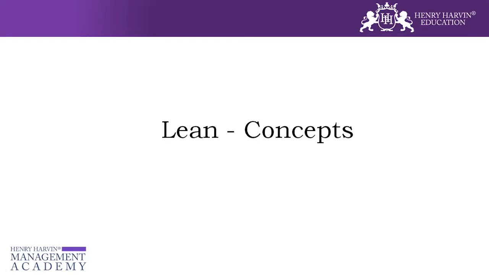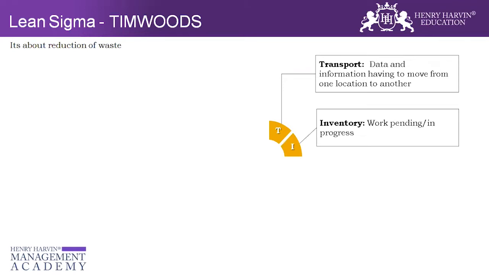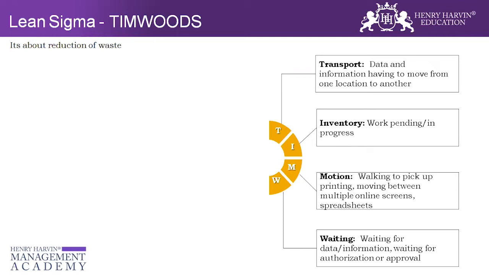Now we'll talk about some of the lean concepts, and let's understand that in lean there is one important tool called TIMWOODS. It's about reduction of waste. So let's understand TIMWOODS, wherein T stands for transport, any data and information having to move from one location to another. Then we have inventory, work pending in progress. Then we have motion, walking to pick up, printing, moving between multiple online screens and spreadsheets. Then we have waiting for data, information, waiting for authorization.